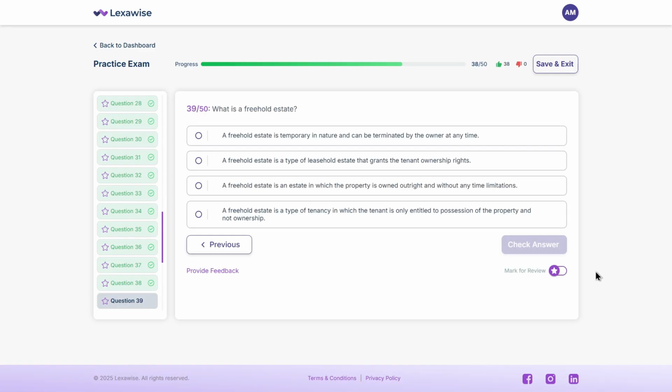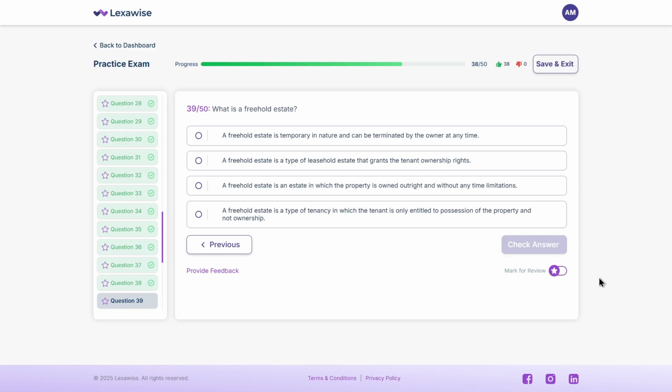Here's one on types of estates. What is a freehold estate? A, a freehold estate is temporary in nature and can be terminated by the owner at any time. B, a freehold estate is a type of leasehold estate that grants the tenant ownership rights. C, a freehold estate is an estate in which the property is owned outright and without any time limitations. D, a freehold estate is a type of tenancy in which the tenant is only entitled to possession of the property and not ownership. Take a moment.